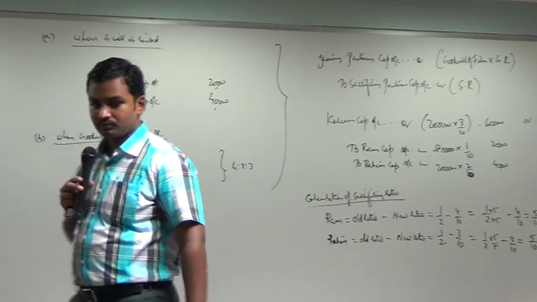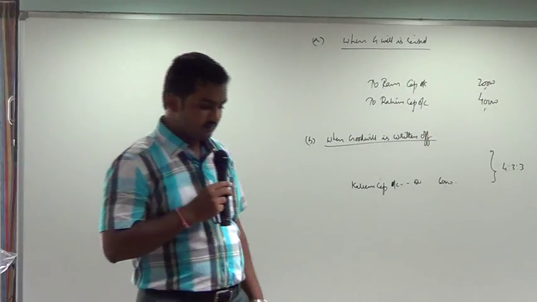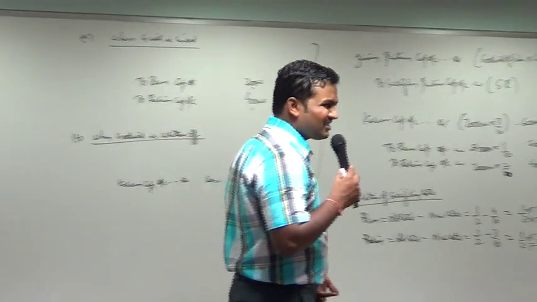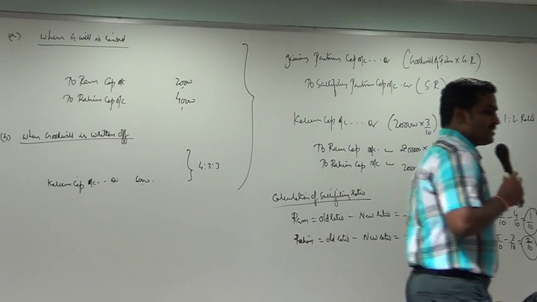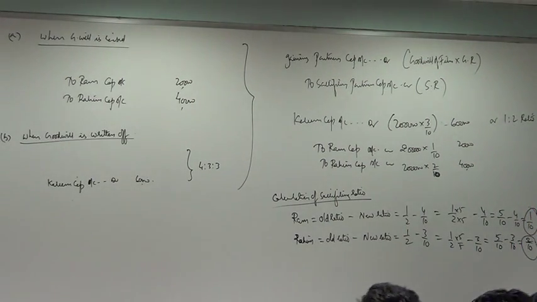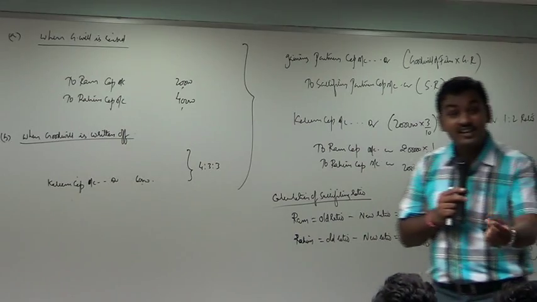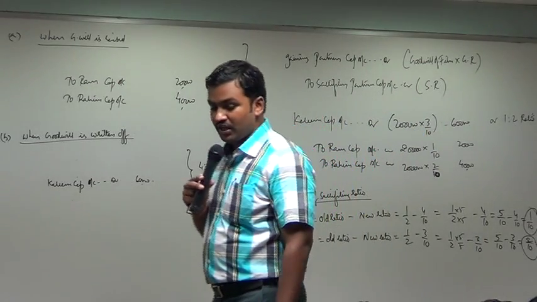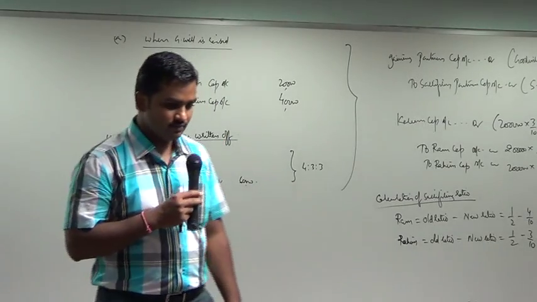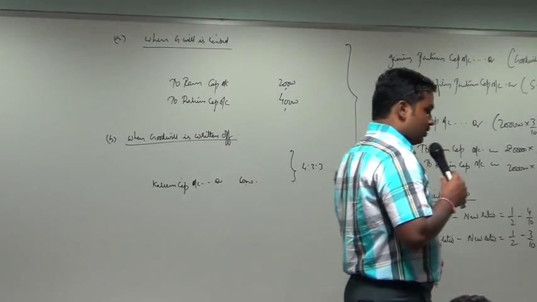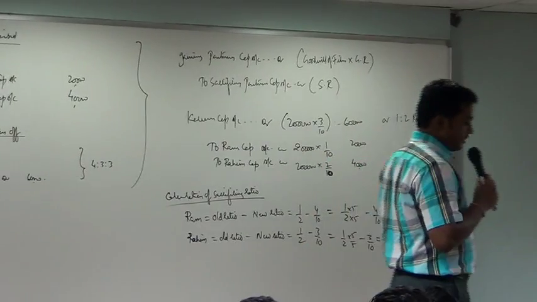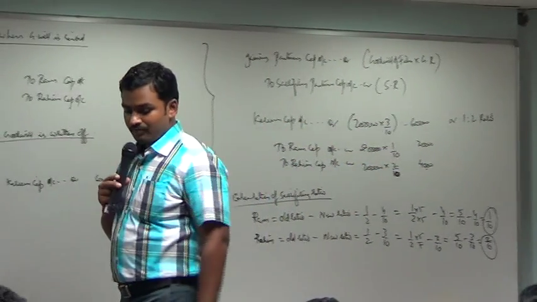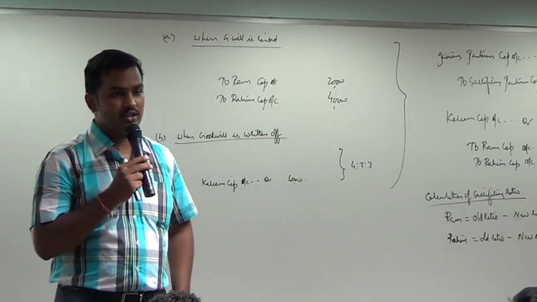Cash account debit 2 lakh into 30%. 30% is 3 by 10. Understand? Cash account debit 2 lakh into 3 by 10. How much? 60,000. But who should be credited? Not Kareem. Ram and Rahim. Write down. To Ram capital account, to Rahim capital account, in which ratio? Sacrificing ratio. 60,000 should be credited to Ram and Rahim in the amounts 20,000 and 40,000.